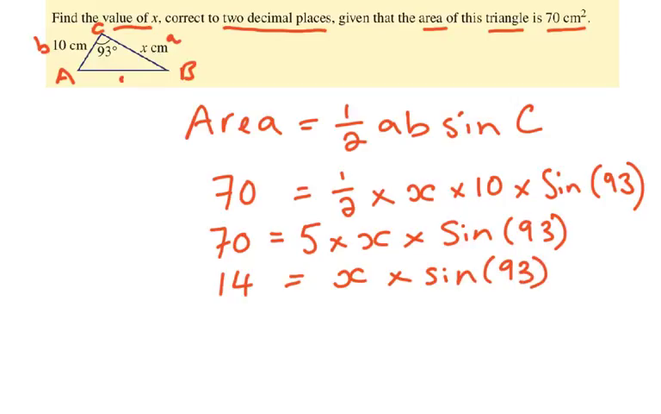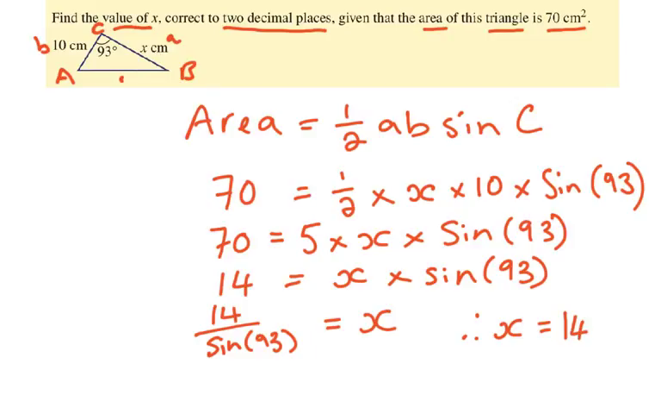And now I need to get x on its own, and the last step is it's going to be 14 getting divided by sine 93, and that will allow x to be on its own. Therefore, the side for x to 2 decimal places, as asked in the question, would be 14.02 centimetres. Please do not forget units, especially if we've given it to you in the question. So that is the side length for x.